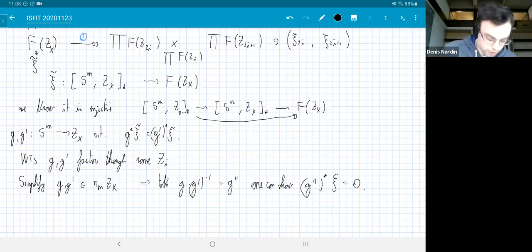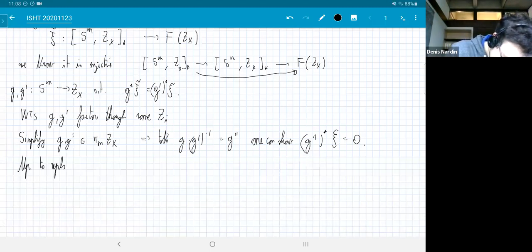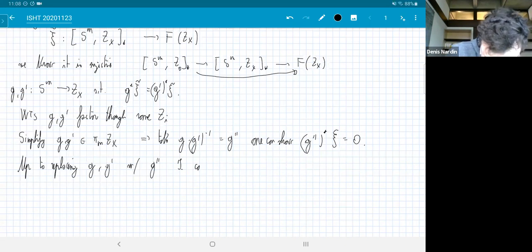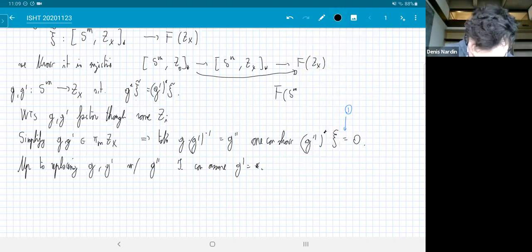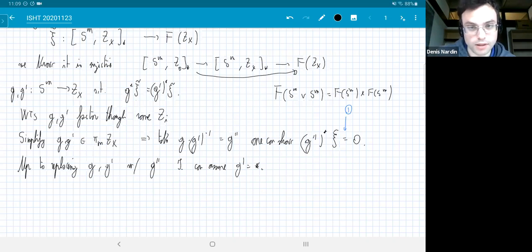And so up to replacing G, G prime with G double prime, I can assume G prime is this constant map at the base point. This is just, actually, let me spell it out, this follows from property one. You use the fact that f of sm wedge sm is f of sm times sm. And you write what it means to have the composition, and you see that.